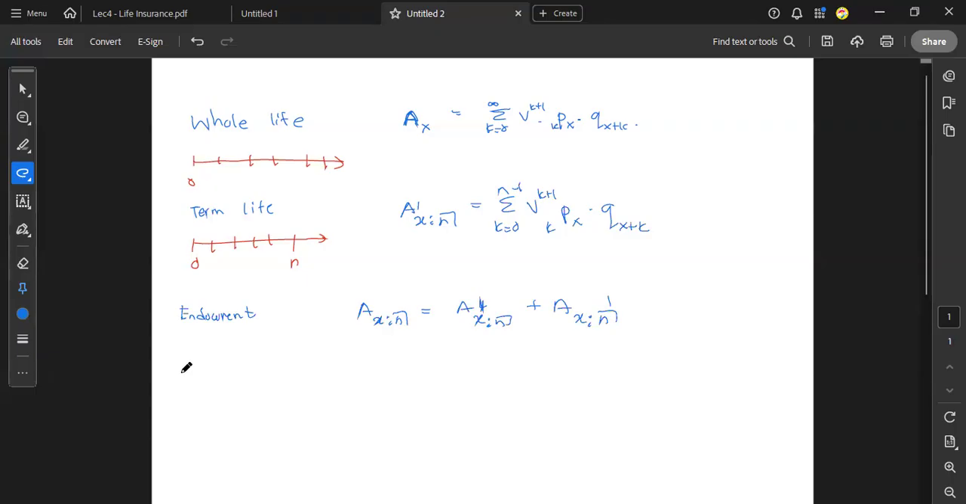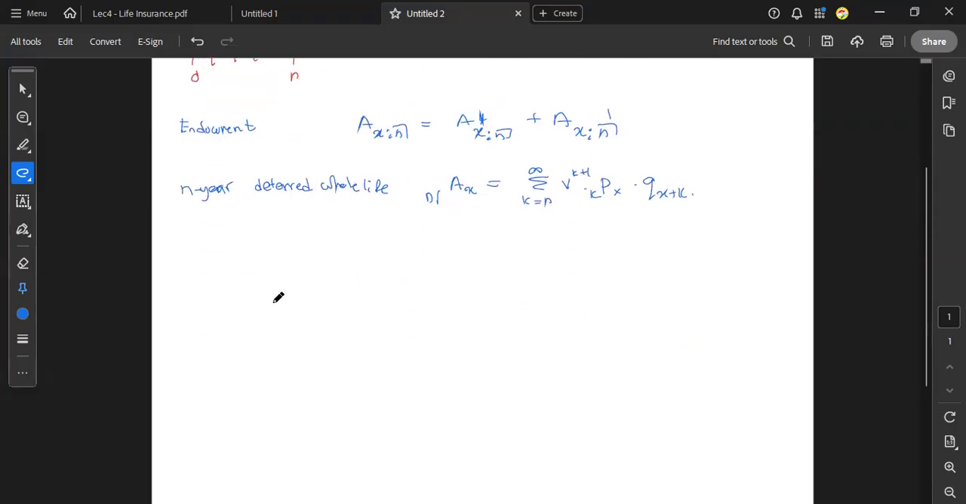And then we have n year deferred whole life, which is starting at age x, but no payment for n years. That means k equals n goes to infinity, and v to the power k plus 1, kpx, q x plus k. So that is the story for them. Let's quickly get one example for the increasing case.